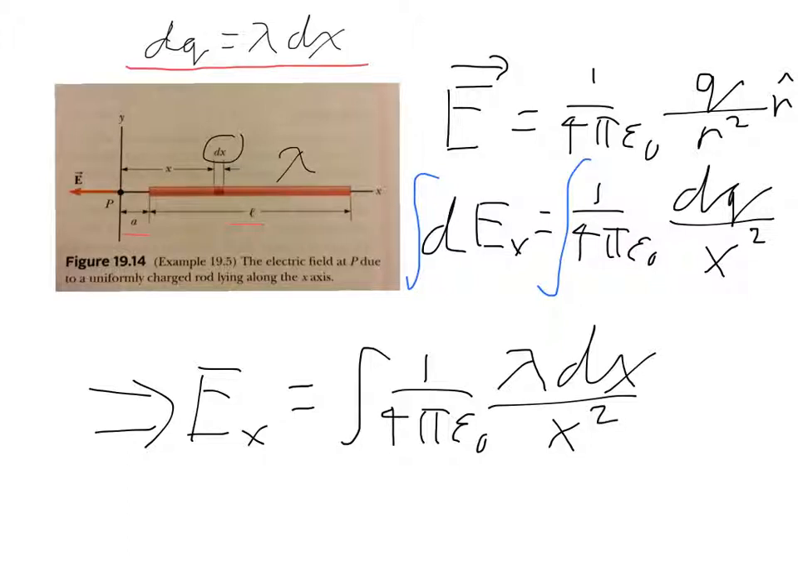Now we have an integral, so we need integration limits. That's going to be basically where the beginning of the wire that has charge is, and then to the end. So we're going to actually be starting from distance A away from that point. That's where the wire begins, and it goes all the way along the length of the wire. The end of the wire is not distance L away from that point, but distance L plus A.